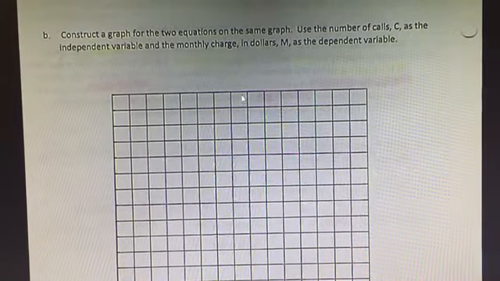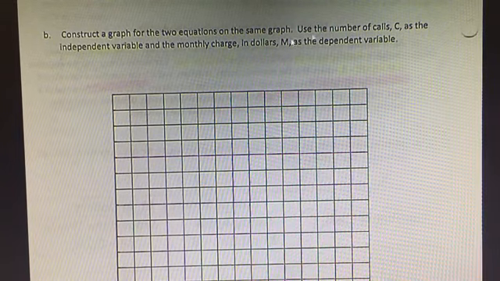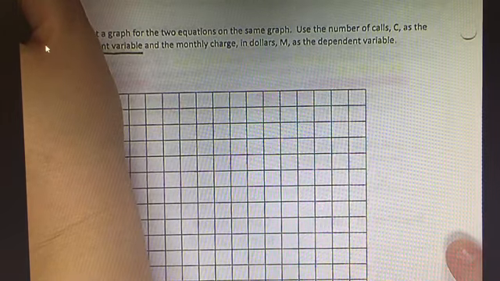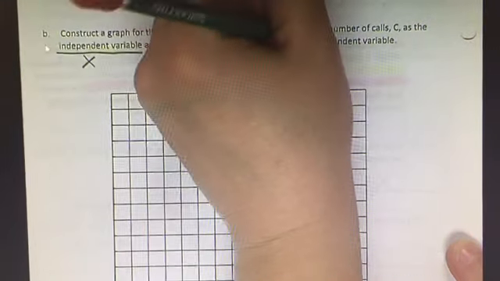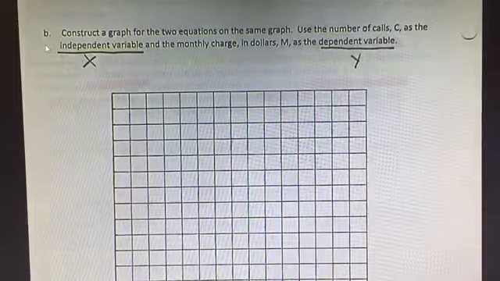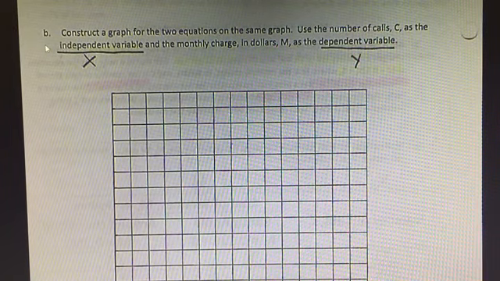for the two equations on the same graph. So this is a little bit different. You're going to use the number of calls C as the independent variable. Our independent variable is always our X, and then the monthly charge is our dependent variable, which is always our Y. Okay, so I want to make sure that we do that correctly.